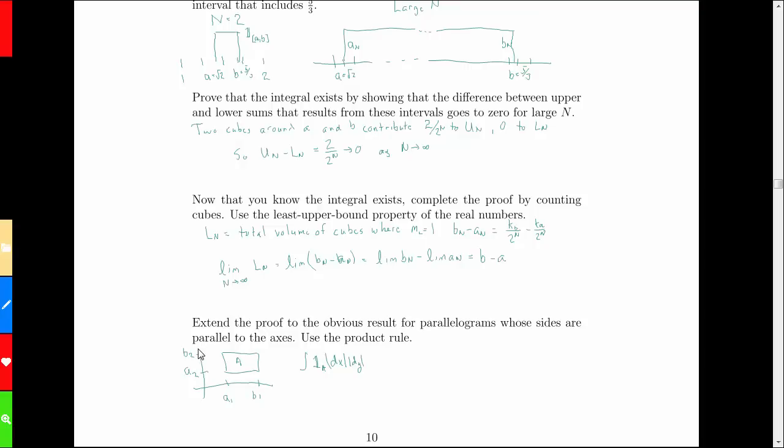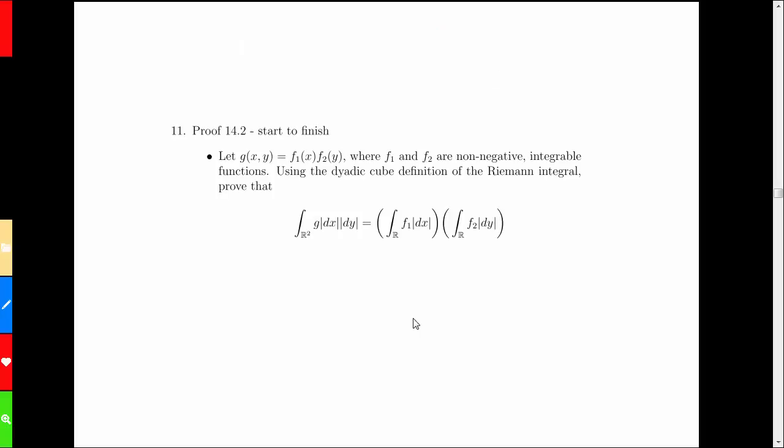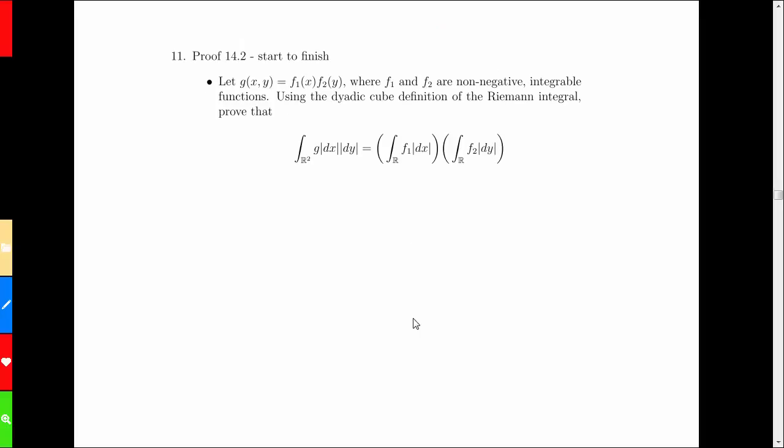function of y that's 1 from a2 to b2, and we know what the integral of each of those functions is. For x, we get b1 minus a1. For y, we get b2 minus a2. And we have proved that the area of a rectangle is equal to the product of its width and its height.